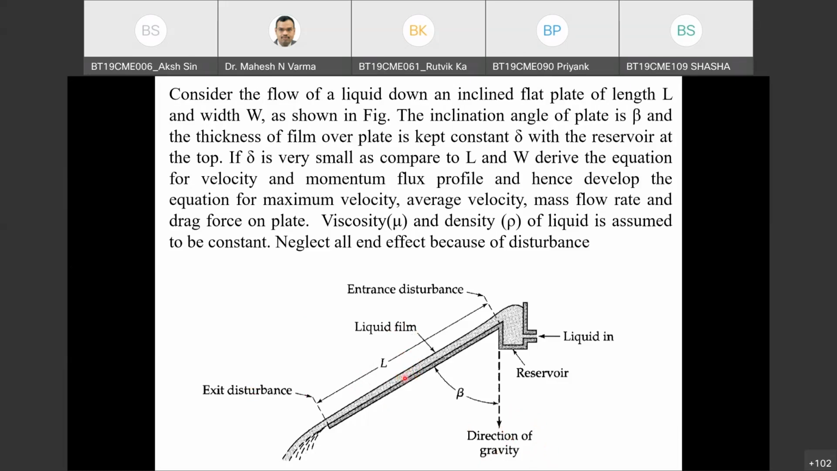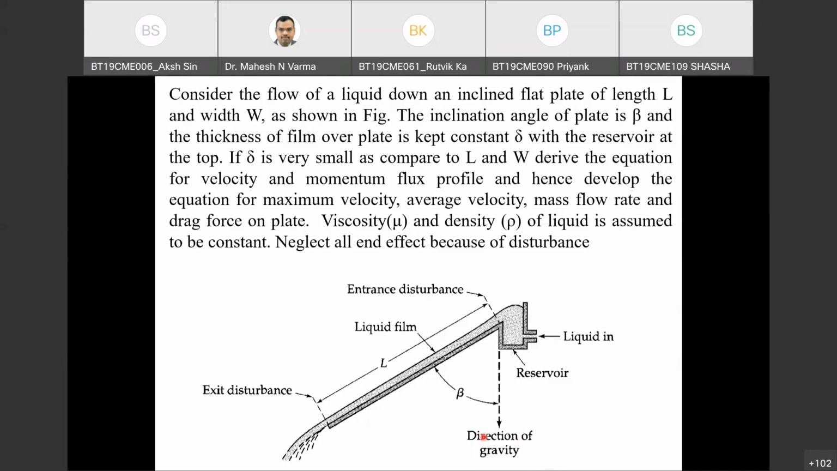These viscous forces are enough to balance acceleration due to gravity, but they are not strong enough to prevent the flow. So there is a balance of viscous forces and gravitational forces. The viscous forces are enough to prevent the acceleration, and this is happening only when delta is very, very small.